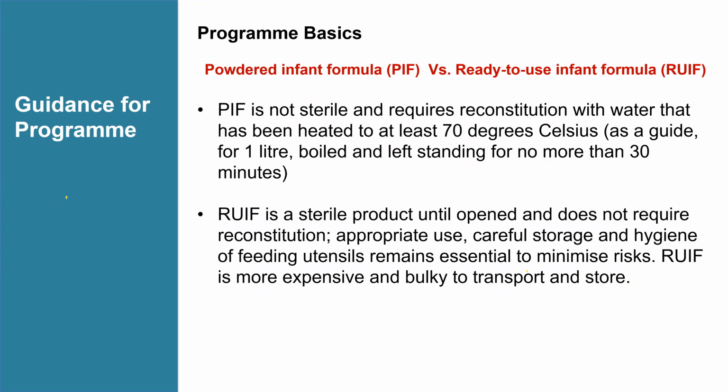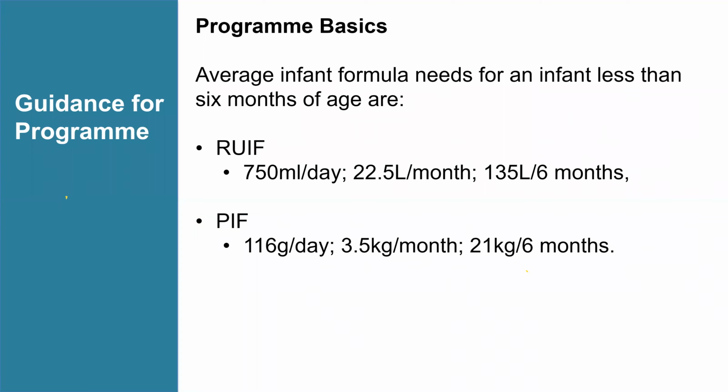Appropriate use, careful storage, and hygiene of feeding utensils remains essential to minimize the risks. However, RUIF is more expensive and bulky to transport and store. It's also slightly more difficult to procure. So generally, PIF is used more often. Thinking of the formula needs for infants less than 6 months of age, we're talking about 750 mils a day, so 135 liters for 6 months for RUIF, and for PIF, 116 grams a day, or 21 kg for 6 months.